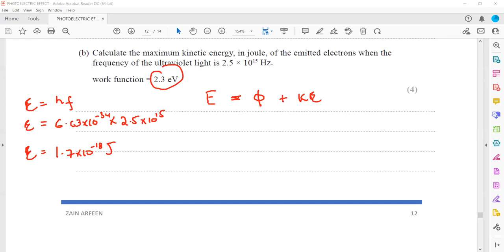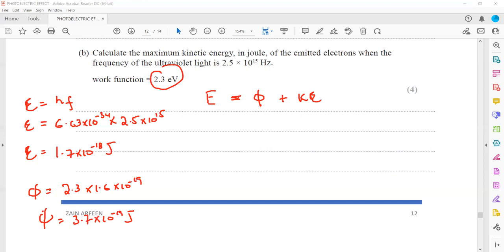And the work function, that is 2.3 electron volts. So 1 electron volt is 1.6 into 10 to the power minus 19 joules. So we have to convert. So 2.3 multiplied by 1.6 into 10 to the power minus 19. So we convert into joules. We multiply, and this will give the answer in joules. So 3.7 into 10 to the power minus 19 joules.